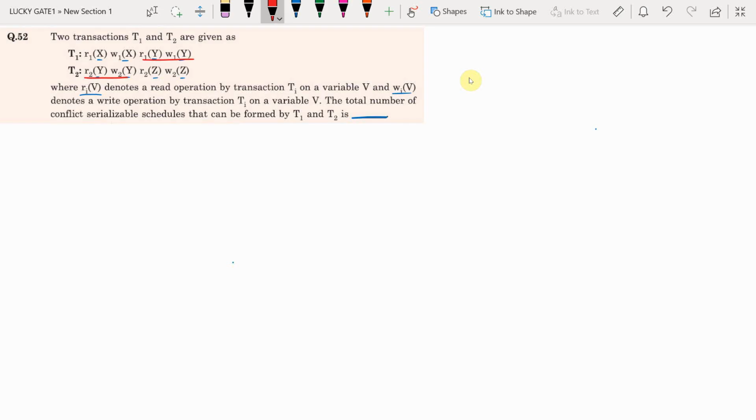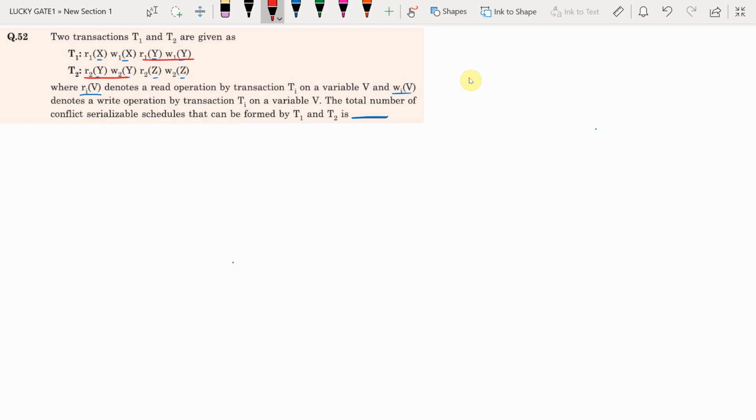Now see, instead of finding the number of conflict serializable schedules, I need to find the number of non-conflict serializable schedules. Why? Because the number of conflicts possible with respect to T1 and T2 on the data item Y is less, so it is better to find non-conflict serializable schedules.